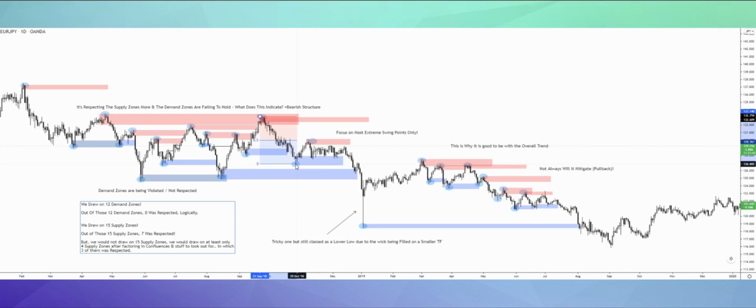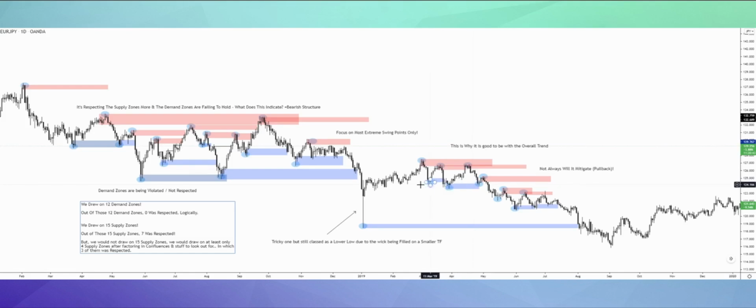Because if we're looking for a sell here, if we draw on a swing point, I'll jump onto this in a different video, but if you understand it already, you'll understand that when we focus on factoring in our confluences, we want to sell within a premium zone. So we would not take a sell, we would not draw this sell zone here because it's not within a premium zone. But yeah, logically speaking, we would not draw on a whole 15 supply zones.